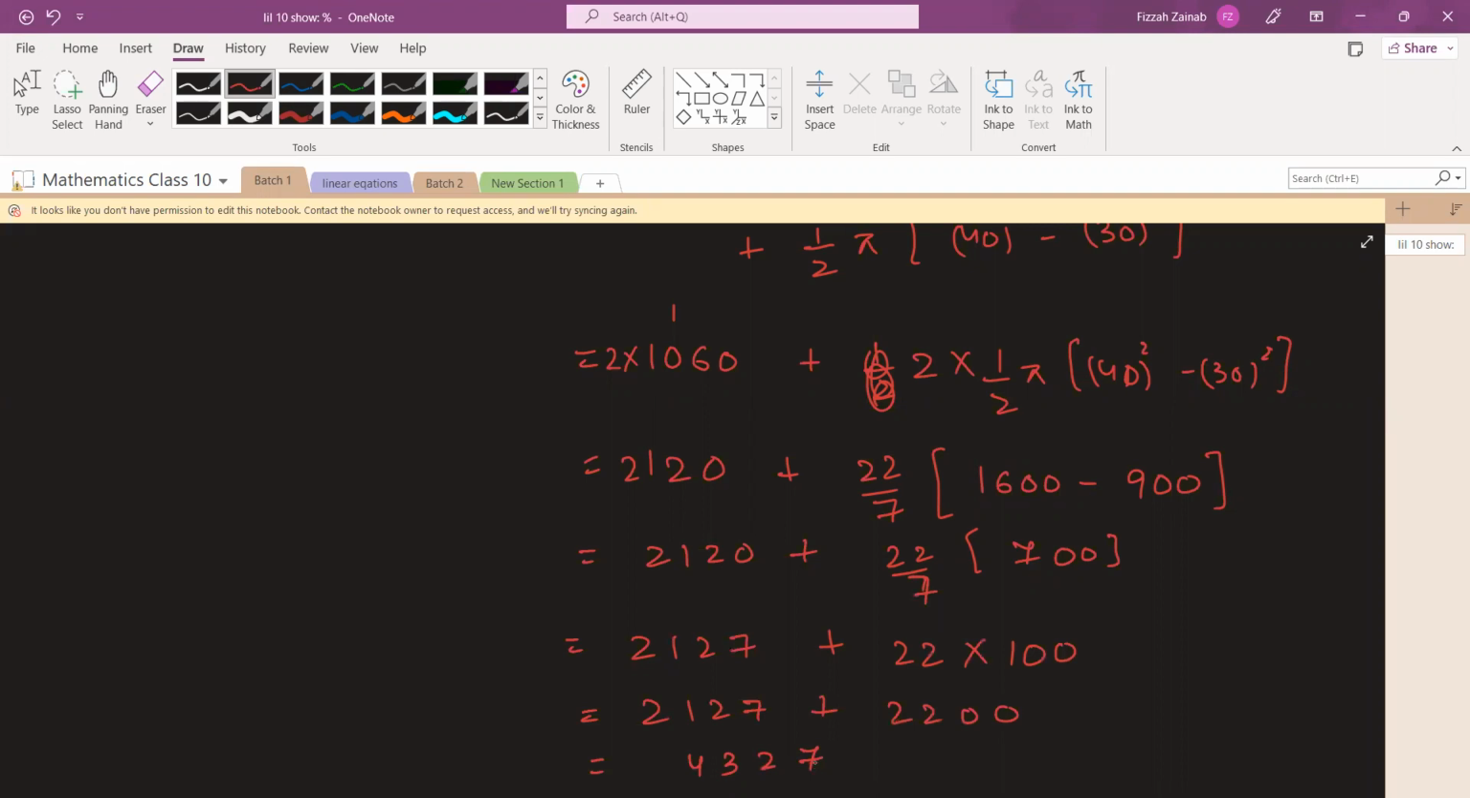How did it become 2127? Oh, sorry, I wrote it by mistake. So it will be 0, right? So meter square because this is area. Yeah, it was 2120. By mistake, I wrote it 7, right? So 4320 is the answer.